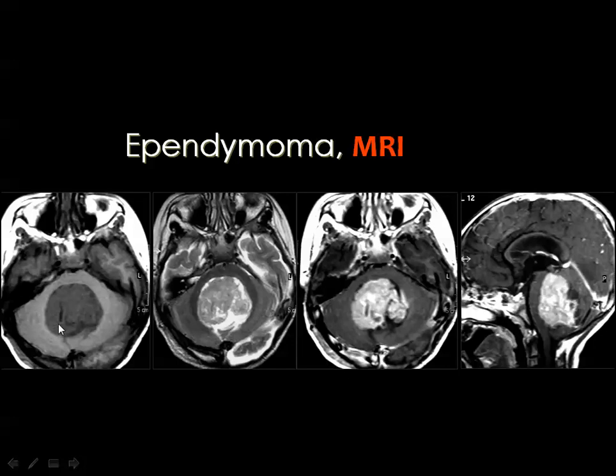T1 weighted image, you see hypointense signal of the tumor. T2 weighted image, hyperintense signal of the tumor. And T1 post-contrast axial and sagittal images, where you can see almost homogeneous pattern of enhancement of the lesion. And very importantly, you can see that the tumor is almost obliterating the fourth ventricular lumen, and it has a specific character that the tumor can extend outside the ventricle through the fourth ventricular foramina.